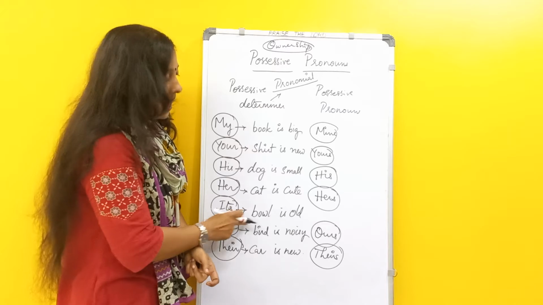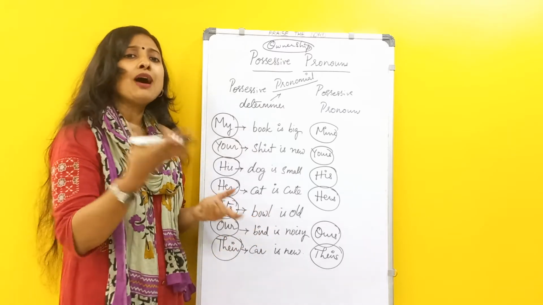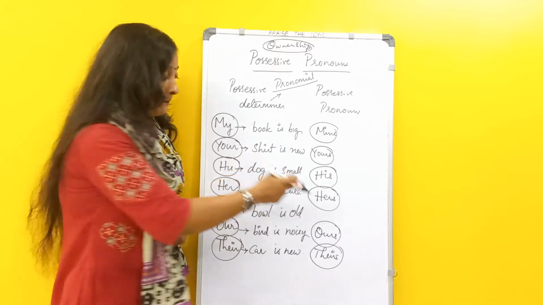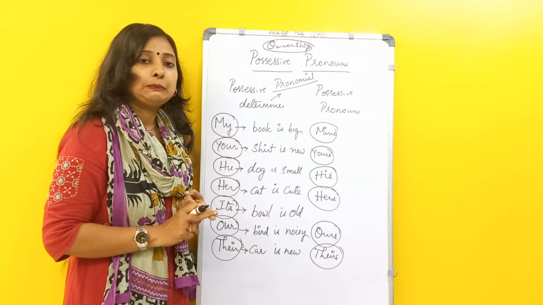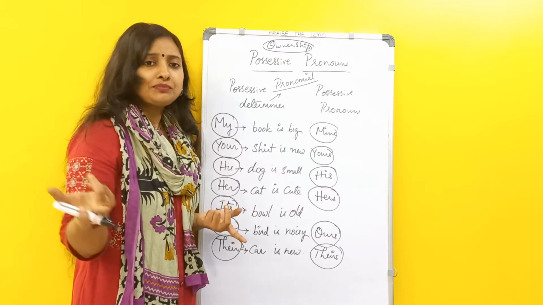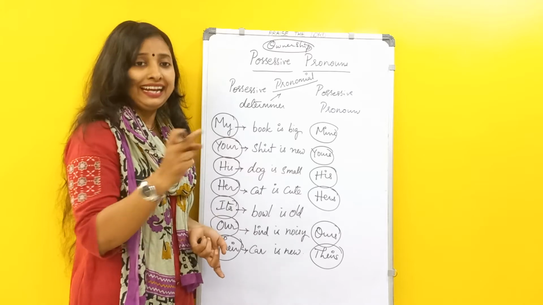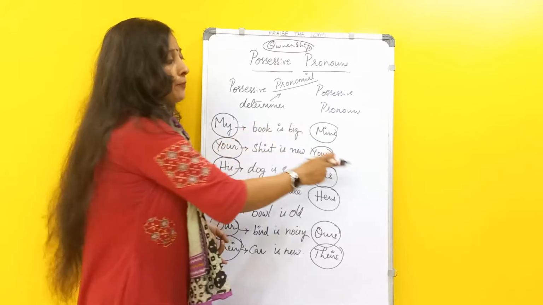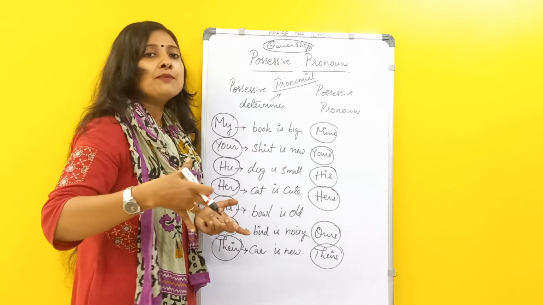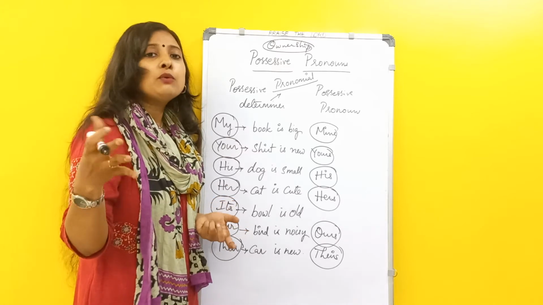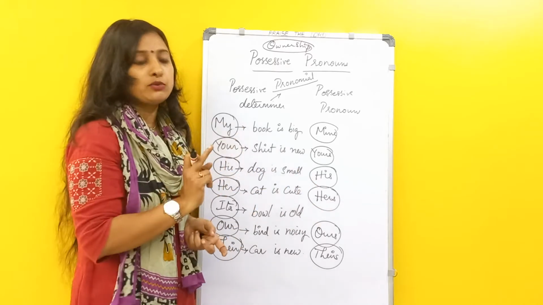Now, its bowl is old. Some cat or dog's bowl, its bowl is old. It has become old. But coming to possessive pronoun, we won't be using its. Because for animals and things, generally we will be using its. But possessive pronouns mean they need to own it. They should become the owner. So they won't be having ownership, so we will not be using its in possessive pronouns.